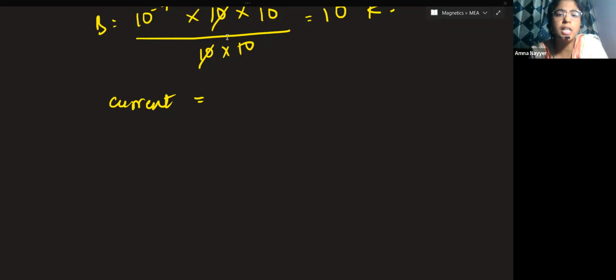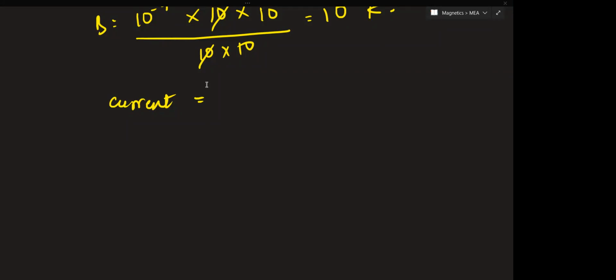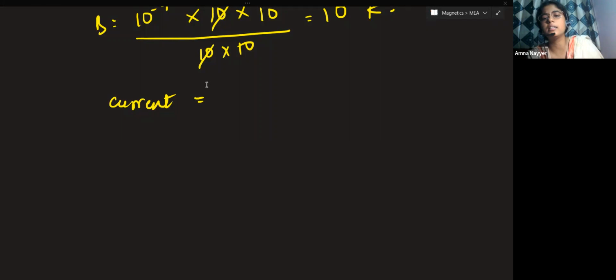Yes, Khalid, in terms of charge, Q by T. What is the definition of charge? What is current? Current is basically charge per unit time.